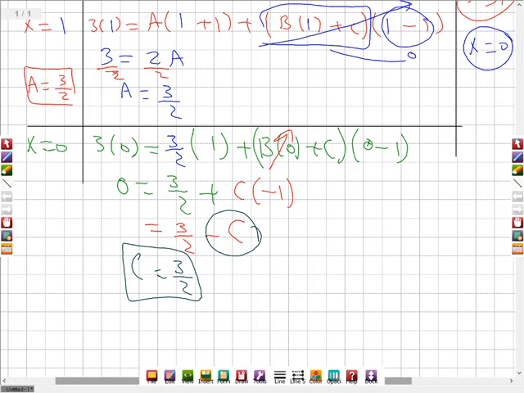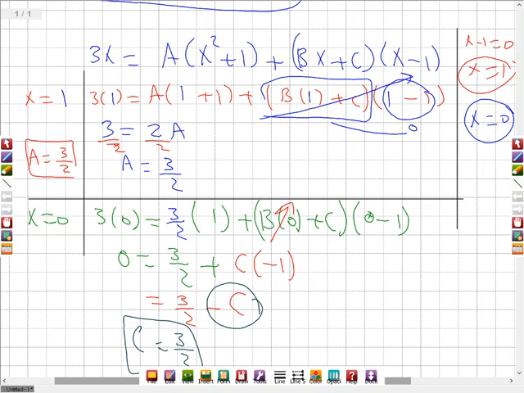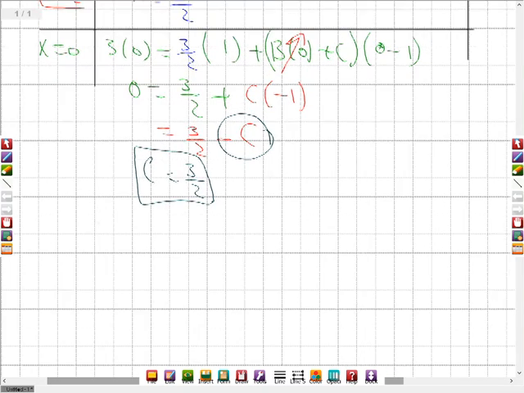Then what I did, I plugged 0 in the function. Watch. 3 times 0 is 0. Right? Then a, 0 plus 1 is 1. B times 0 is 0. Plus c, 0 minus 1, negative 1. A and c have the same value. Okay. Now, let us go and finish the problem.